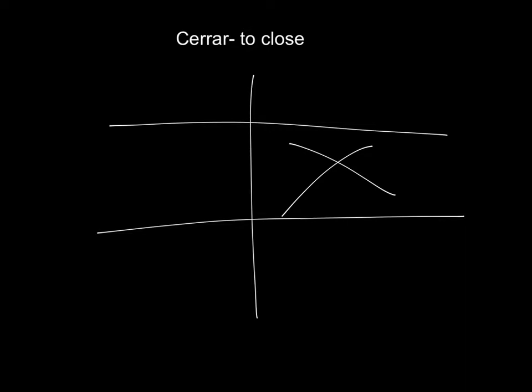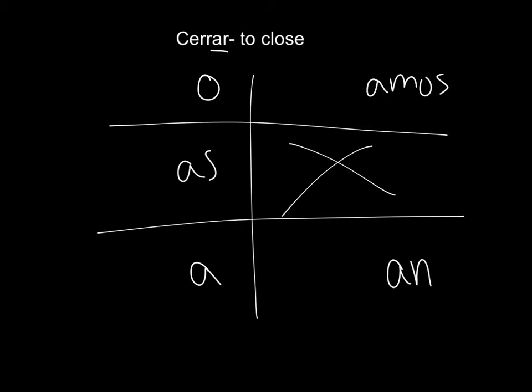So we have the verb cerrar. It's an AR verb, so we already know the endings for present tense in the AR. In the yo form, it's O. In the tú form, it's as. In the ella, usted form, it's a. In the nosotros form, it's amos. And in the ellos, ellas, and ustedes box, it's an. Now, the remainder of this would be called the stem.